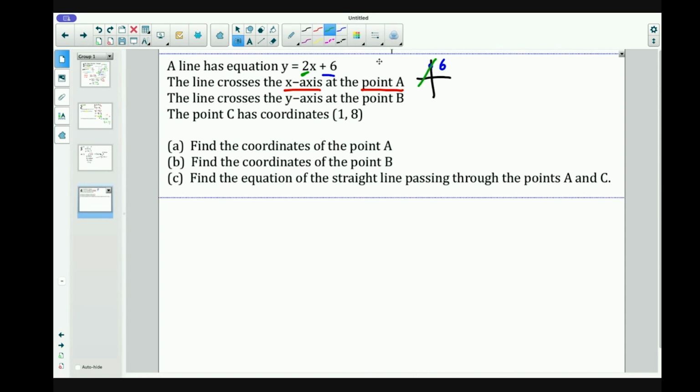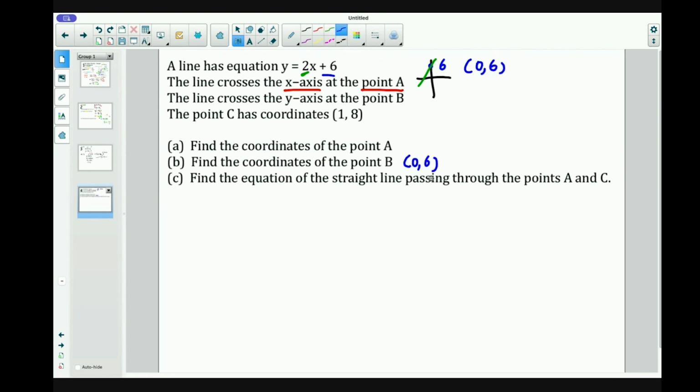All right. So already a hint for B there. Okay. So I'm going to skip ahead, go to B. And we know that this point, that 6, is actually the coordinate 0, 6. Okay. And then when it comes to the x-axis, we know that point A is going to be right there. And we know that for this point, our y value is going to be 0. So we're trying to figure out what x is equal to when y is equal to 0.